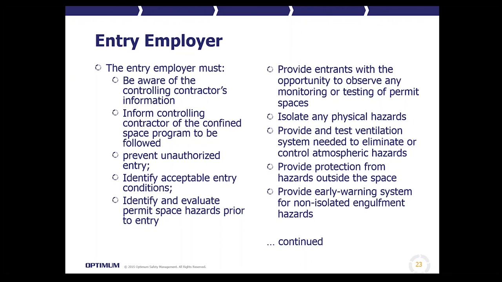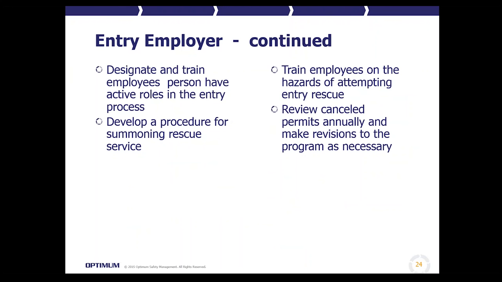Right, so the entry employers, a few more things continue, and they need to designate and train employees who have active roles in the entry process. So each role has specific duties that they have to do, and they need to be trained on how to do those specific duties. And then we also have to make sure the entry employer has developed a procedure for summoning rescue service. So dialing 911 and saying, no, that's my rescue, that doesn't cut it. So we need to make sure that before any work is being done in that confined space, again, this permit required, you need to make sure that we know, in fact, how we're going to get someone out of that space if something goes wrong.